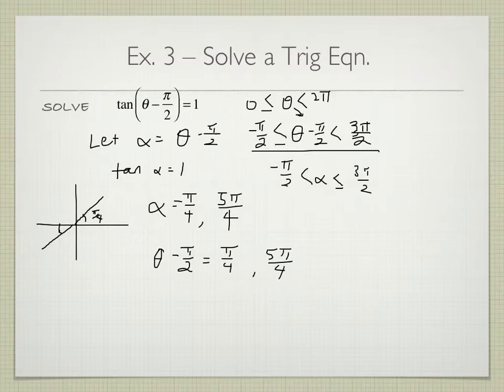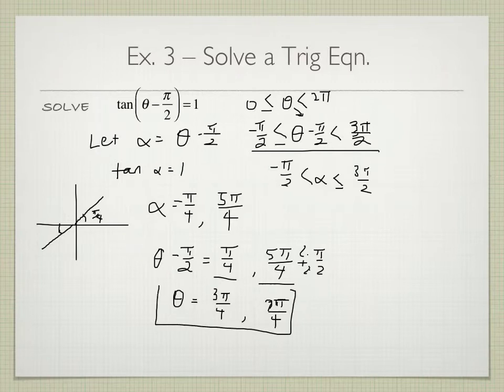If I convert these two back into theta, theta will be pi over 4 plus pi over 2, so we end up with 3 pi over 4, and then 5 pi over 4 plus pi over 2, so that would be 7 pi over 4. Okay, so that's my solution set. These are my two solutions. I could write that in solution set form, where I have 3 pi over 4 and 7 pi over 4. Either of these will work. All right.